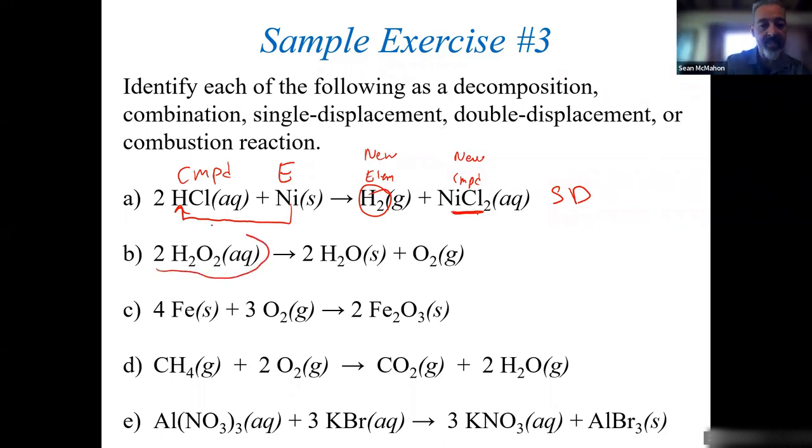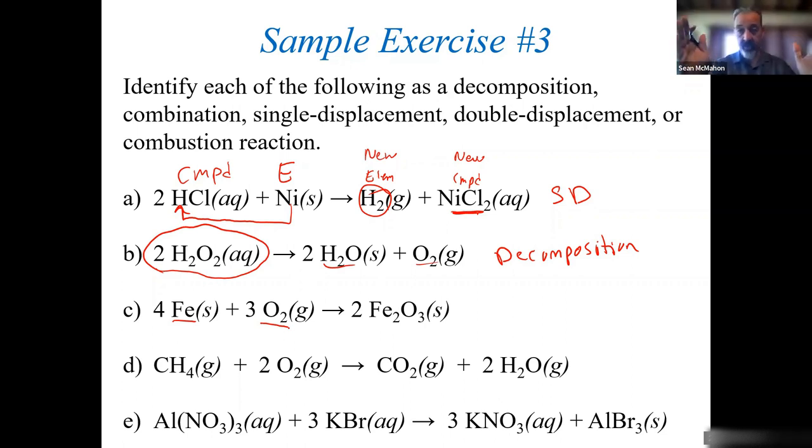What about this? Hydrogen peroxide. I have one thing as a reactant. It produces two. Water and oxygen. This is a decomposition. What do I have here? An element, metal, another element, non-metal. They come together. So two things come together and produce an ionic compound. So this must be a combination or synthesis, depending on your book.